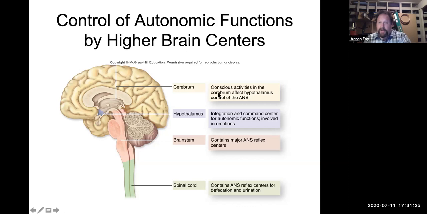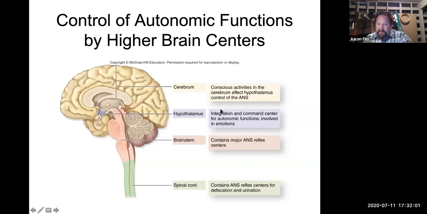In your cerebrum, conscious activities will affect the hypothalamus and control the ANS. You're probably listening to this lecture, thinking about this material, and it's stressing you out. The thought of this material is going to be activating your autonomic nervous system and your cortisol levels and your stress levels and your blood pressure and all that kind of stuff. Maybe you're having a panic attack. That's a perfect example of a conscious thought triggering a response of your autonomic nervous system.